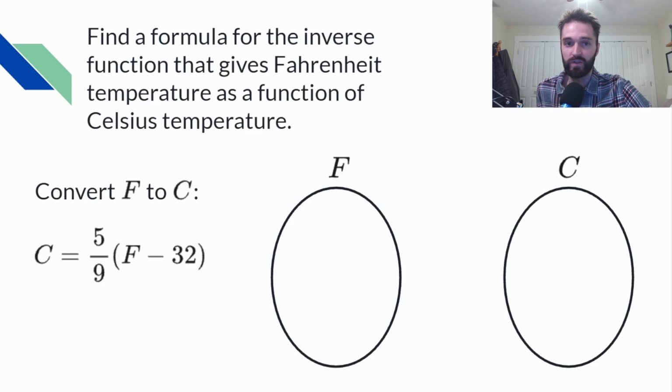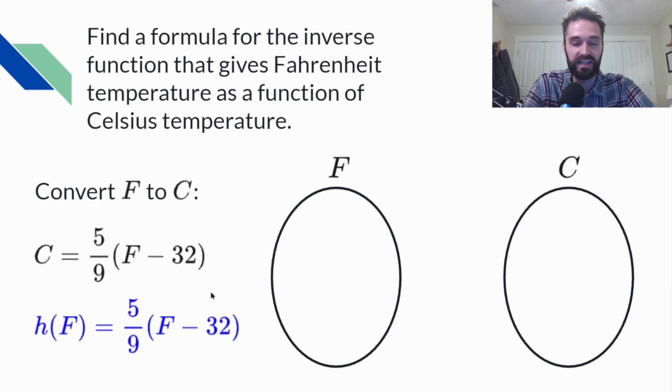Next, what I want to do is revisit the Fahrenheit and Celsius example. Here we're asked to find a formula for the inverse function that gives Fahrenheit temperature as a function of Celsius temperature. So this is the formula that we were given in the beginning of the video, C equals some expression in F. Let's give this function a name. Let's call it h. h of f equals this. Write this down in your notes because we're going to use it later.